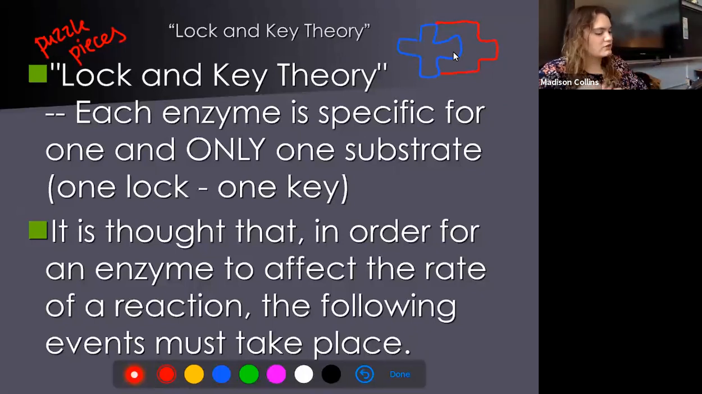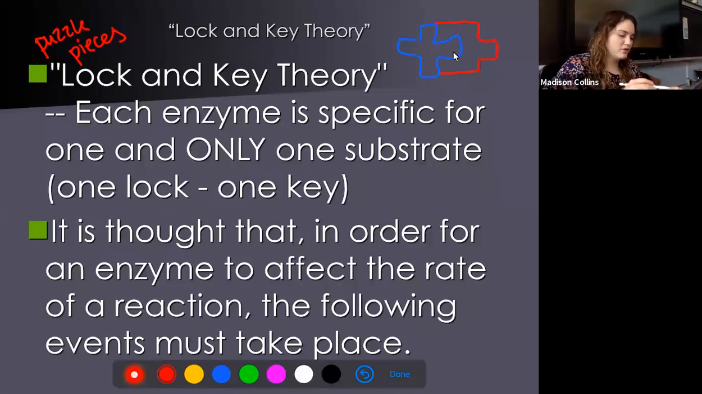Now, it is thought that in order for an enzyme to affect the rate of a reaction, the following events must take place. So on your paper, you have got 4 steps of the enzyme substrate complex theory. You don't have to write anything down, but I am going to walk you through each of these steps. I would highlight before we go on that each enzyme is specific for one and only one substrate. Let's go ahead and highlight that on your paper.